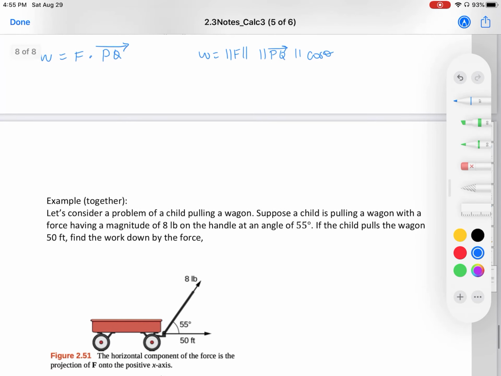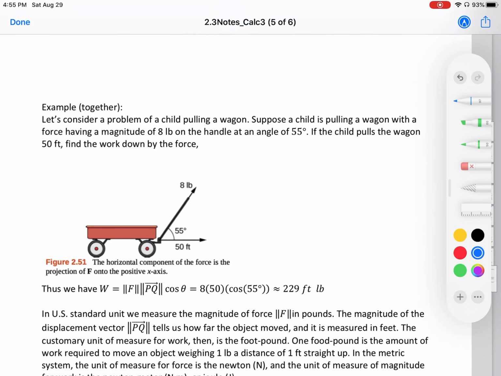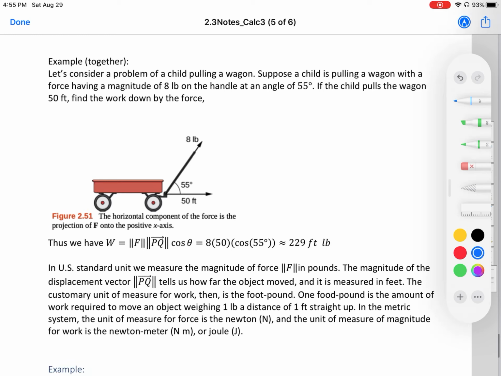Let's do an example. Let's do an example together. So all the work, all the thought process is there. Let's consider a problem of a child pulling a wagon.